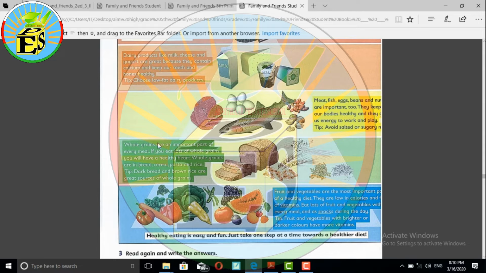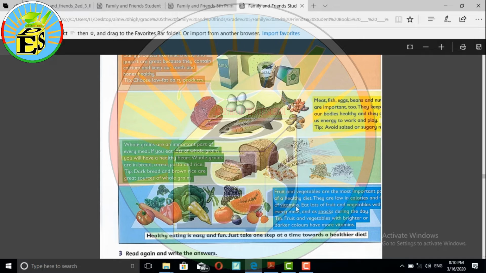Okay? Again, this part. Whole grains are an important part of every meal. If you eat lots of whole grains, you will have a healthy heart. Whole grains are in bread, cereal, pasta, and rice. Tip: dark bread and brown rice are great sources. Sources means what? Means the place we take anything or get anything from. Sources of whole grains.